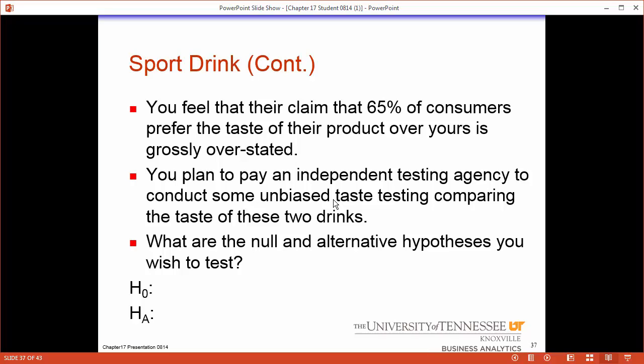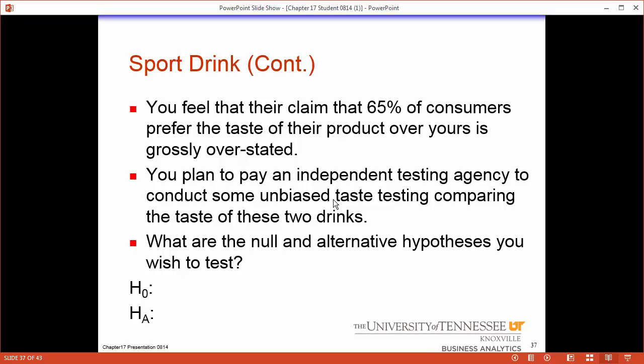You plan to pay an independent taste testing agency to test this out with the two drinks. So what are the null and alternatives right here? With this in mind, they're stating it's equal to 65%. It'd be that the true proportion of people who like their sports drink is equal to 65%. And we could try to claim something different. We could claim it's less than. We probably don't want to claim it's greater than that because that would not look good for us.